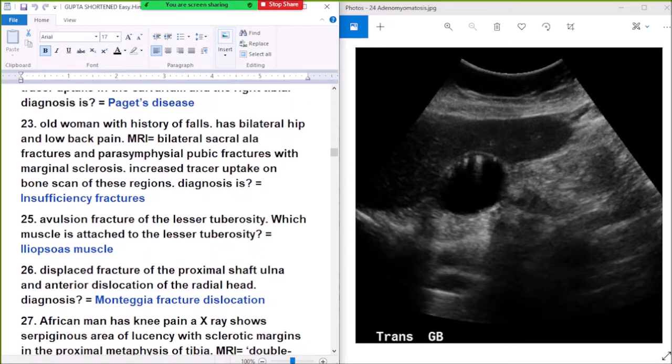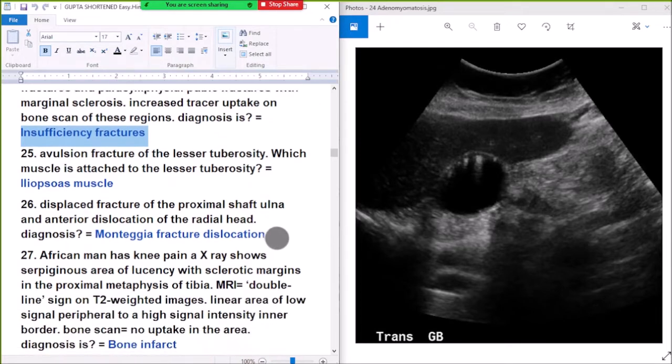Question number 23. Old woman with a history of falls has bilateral hip and low back pain. CT shows bilateral sacral ala fractures and parasymphyseal pubic fractures with marginal sclerosis. Increased tracer uptake on bone scan of these regions. Diagnosis: insufficiency fracture. Increased uptake on bone scan in the region of the bilateral sacral ala fractures is called the Honda sign, and the Honda sign is seen in sacral insufficiency fracture.